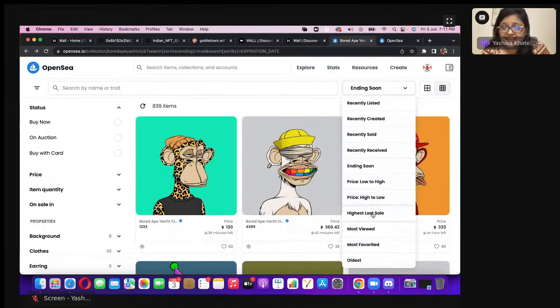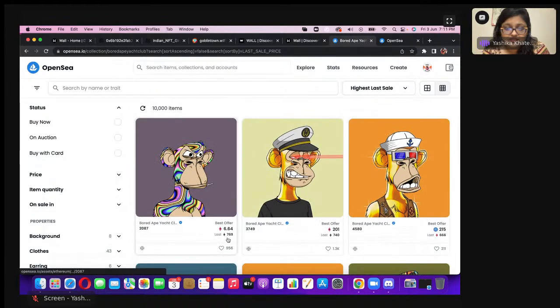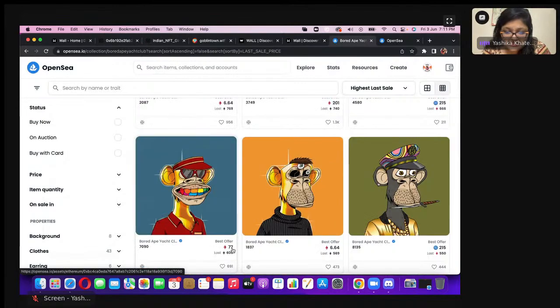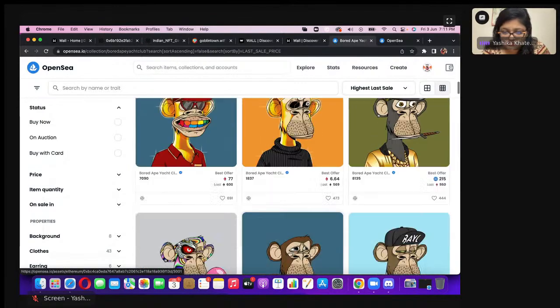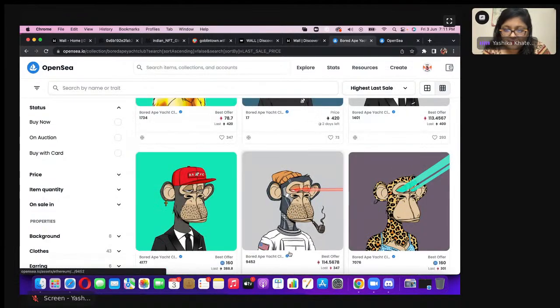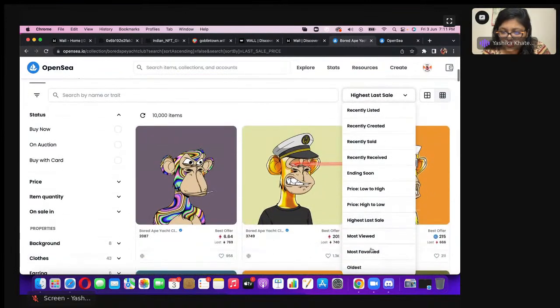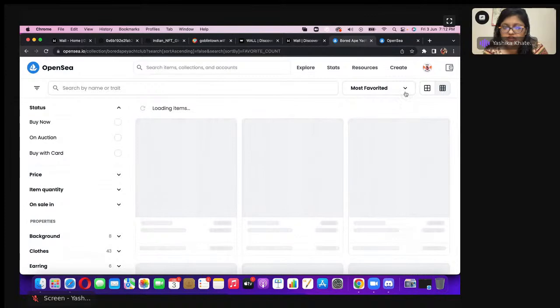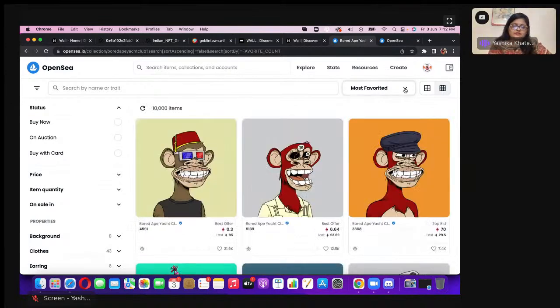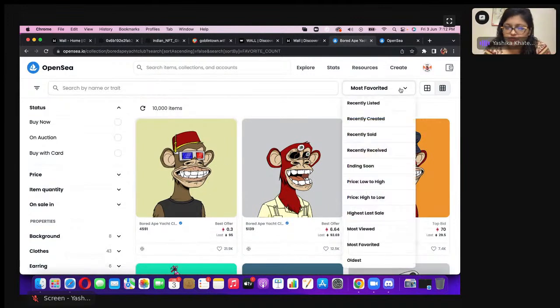And if I want to see the highest last sale, which was the highest sale that happened last, the last sale happened for 77. No, all these are in wheat. So I can see the amount of sale as well, and then there is something called most favorited, which are the NFTs that most people love. So here you see 21,900 people love this NFT. So definitely it has something rare in it. That's why people love it.